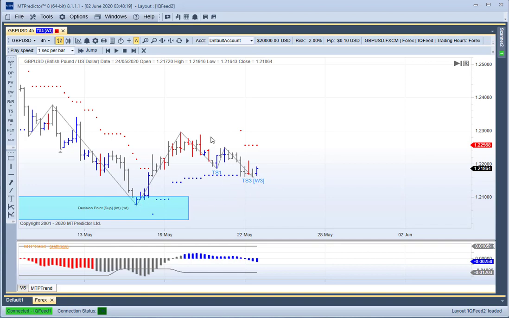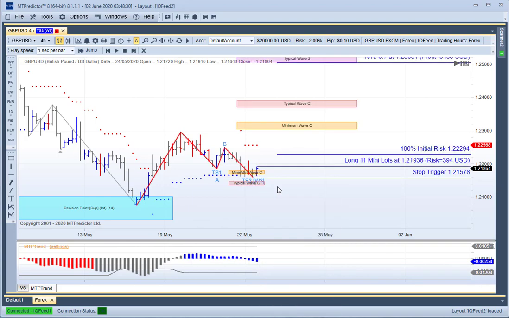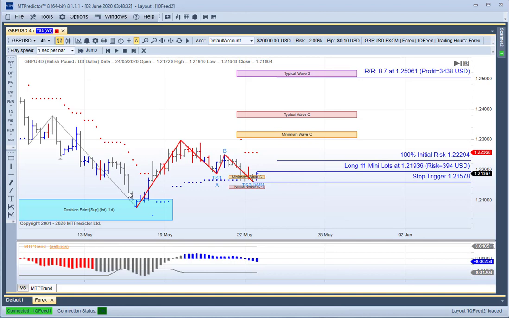So you can see here the picture's clear. Our MTP trend had gone blue. We'd reversed off our higher time frame support level. Everything was looking to be a nice, clear, clean picture. Right mouse click over the blue buy bar, do analysis, and this gave you our trade setup.